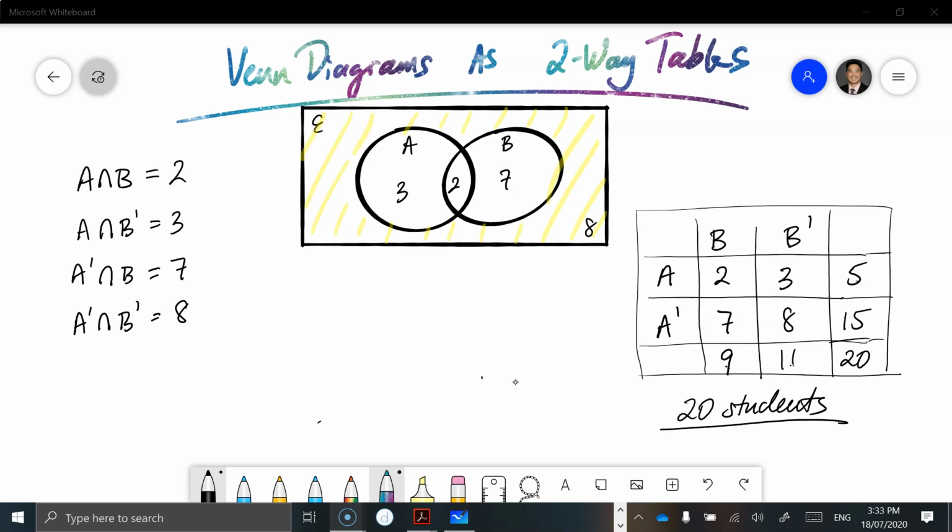So that's just a quick snippet to show you how to display one from the other, and hopefully it helps.